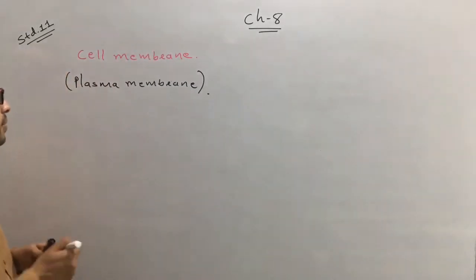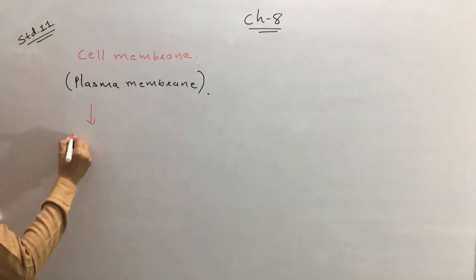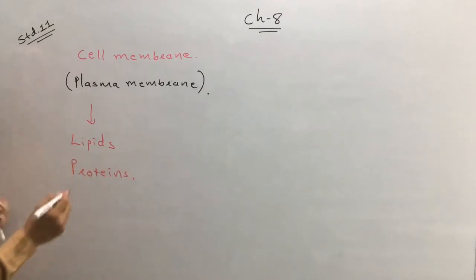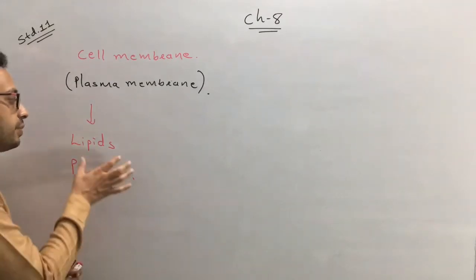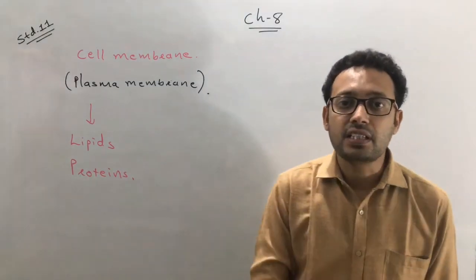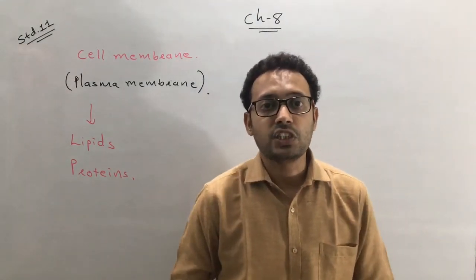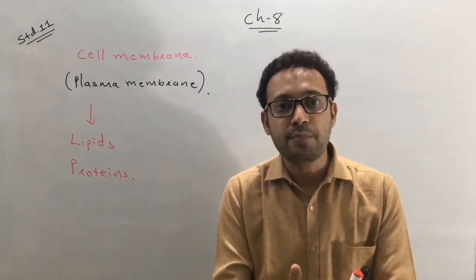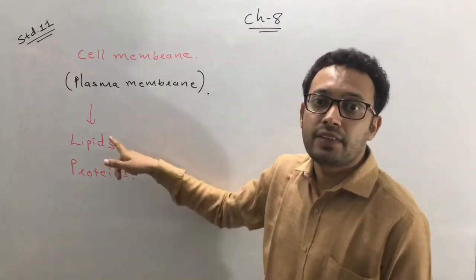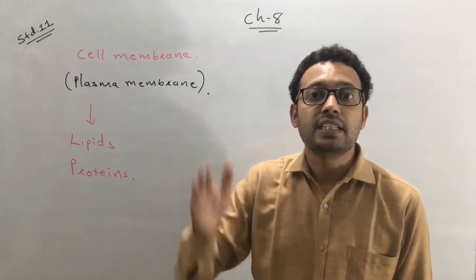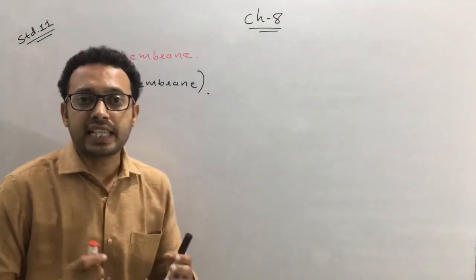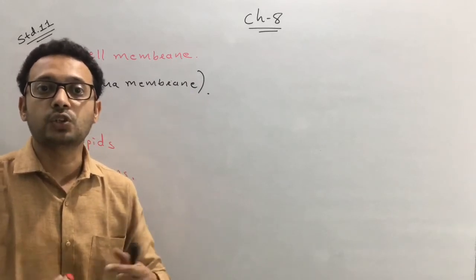If you see, the cell membrane chemically is made up of lipids and proteins. Clear? What is the cell membrane made up of? Lipids and proteins. The amount of lipid and protein in different cells is going to vary. The quantity is not the same. The cell membrane of all cells is made up of lipids and proteins, but the quantity of lipid and protein in different types of cells is not the same. For example, when we learn the cell membrane of RBC, red blood cell, which can also be called erythrocyte.